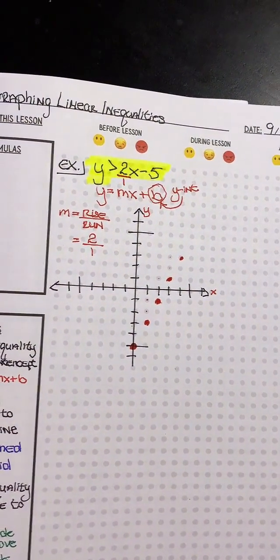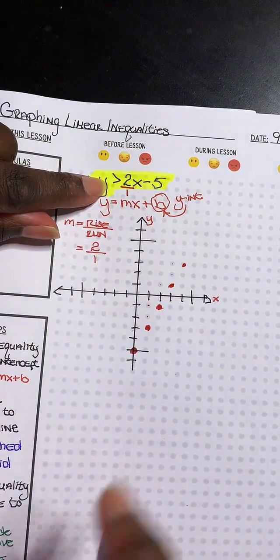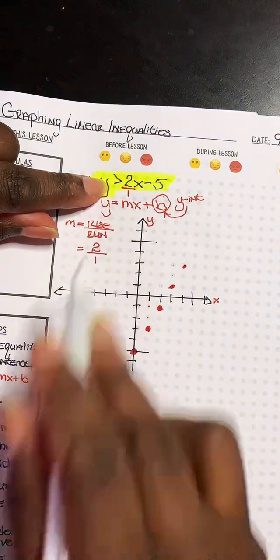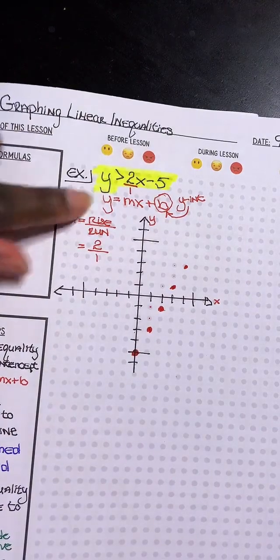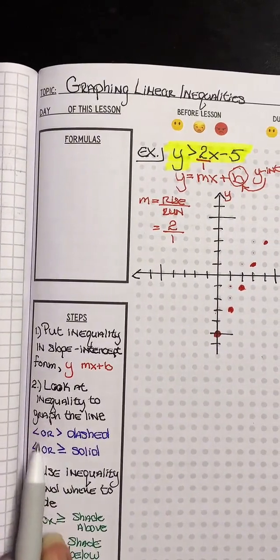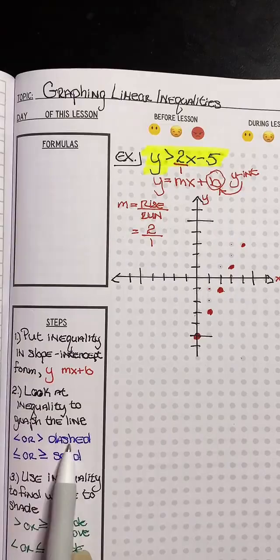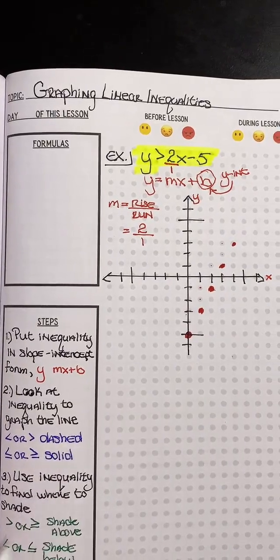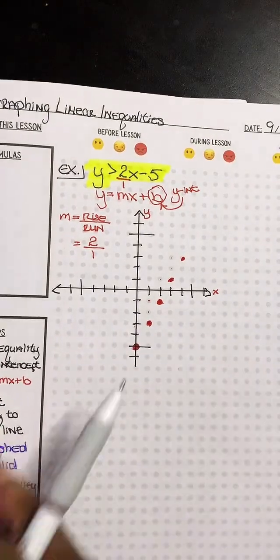So the inequality symbol is greater than. It doesn't have a line underneath it, so it's not greater than or equal to, it's just greater than. So when it's just greater than, as I said here, we're drawing a dashed line because we're not including these points, okay?